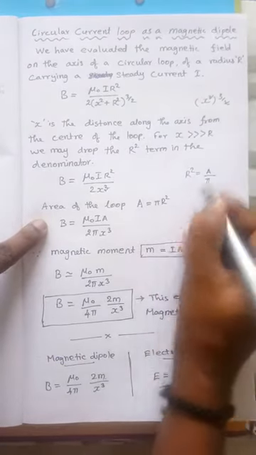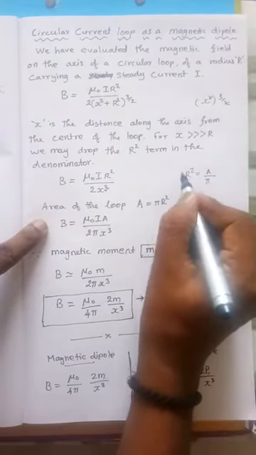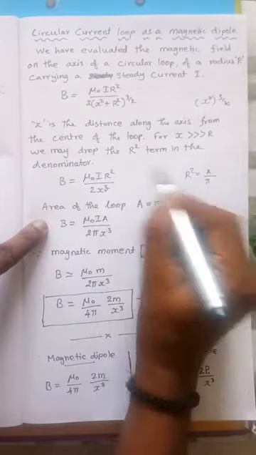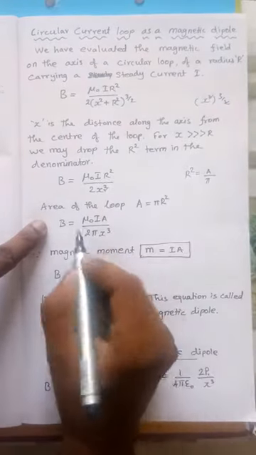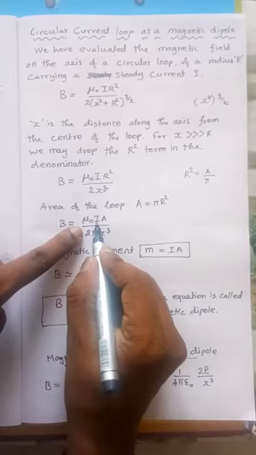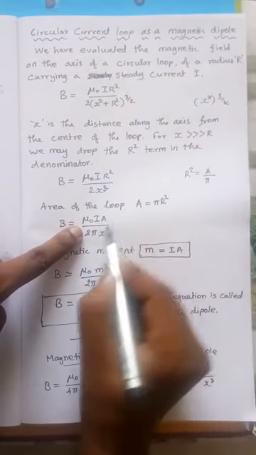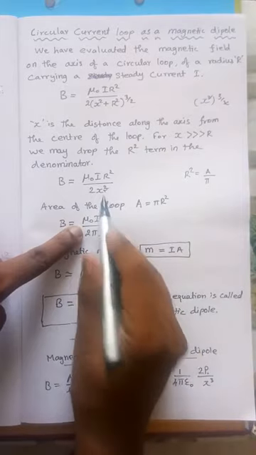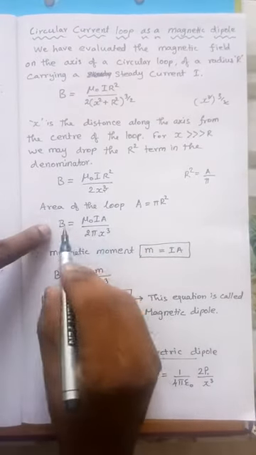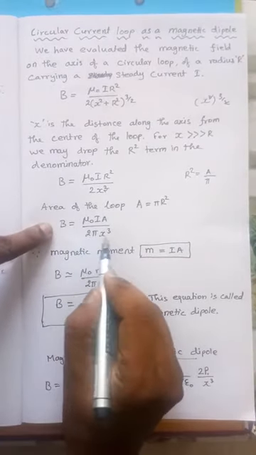Cross multiply, and you get r square is equal to A by pi. So substitute the r square value here. B is equal to mu naught I, and instead of r square you substitute A by pi. Already 2x cube is there. So B is equal to mu naught I A by 2 pi x cube.